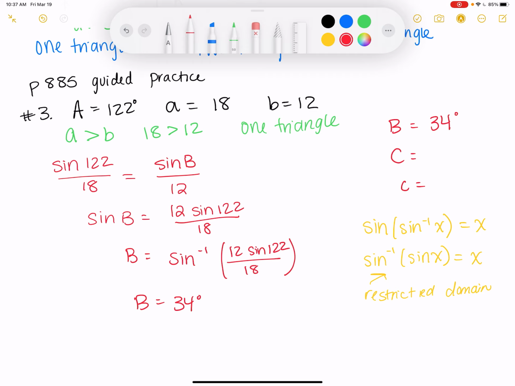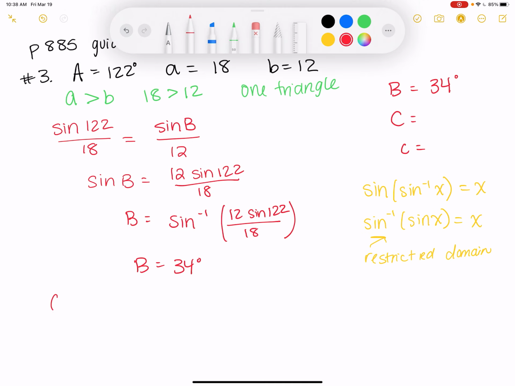I have two unknown values, that's not going to help. But what can I find really easily? The angle. 180 minus 122. So big C is equal to 180 minus 122 minus 34. And what does that equal? Hold on, I want to figure this one out.